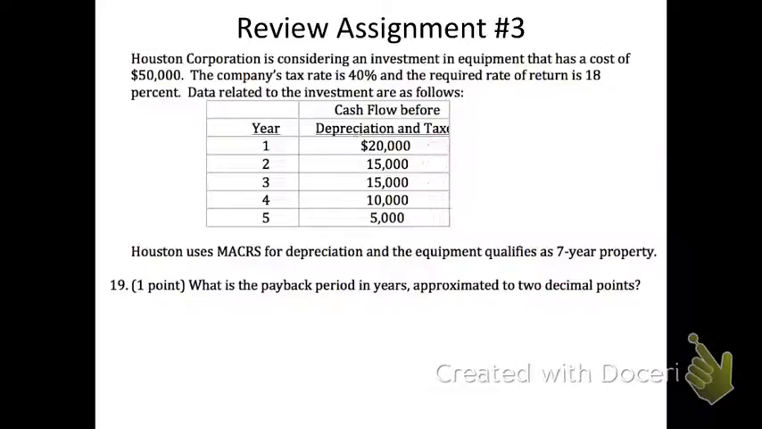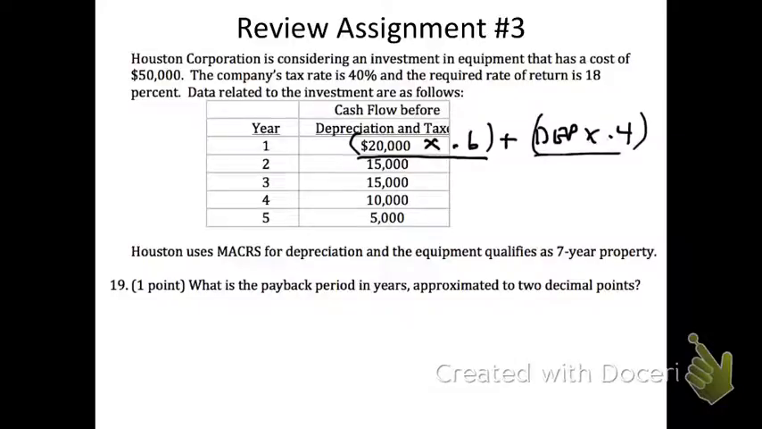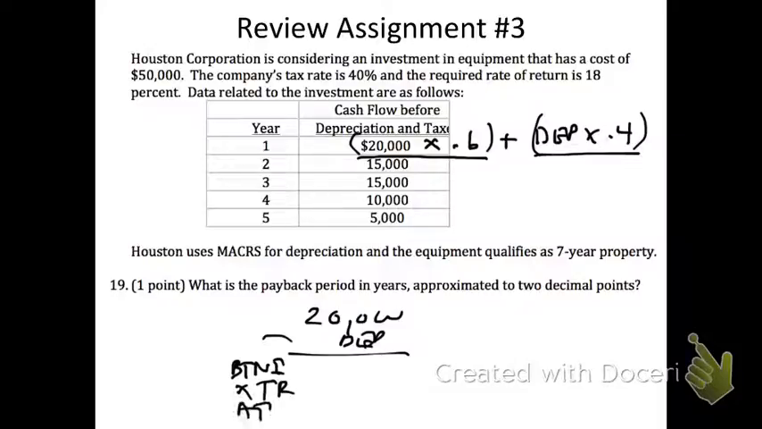Or I could take this times 0.6 and add the depreciation times 0.4. So what this does is you have your after-tax cash flow, and you're adding the tax savings from the depreciation. Either way you want to do it is fine. The only reason I say this is because this is how it's presented on the next slide. So really it doesn't matter. You can take the 20,000, subtract the depreciation, get your before tax net income, multiply by the tax rate, and get after tax net income.